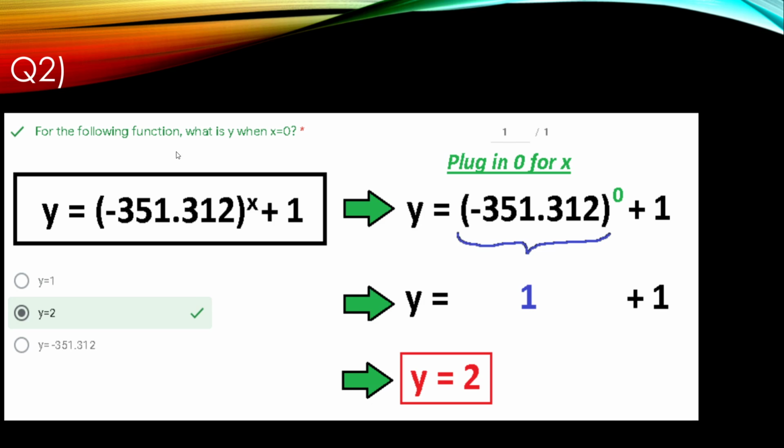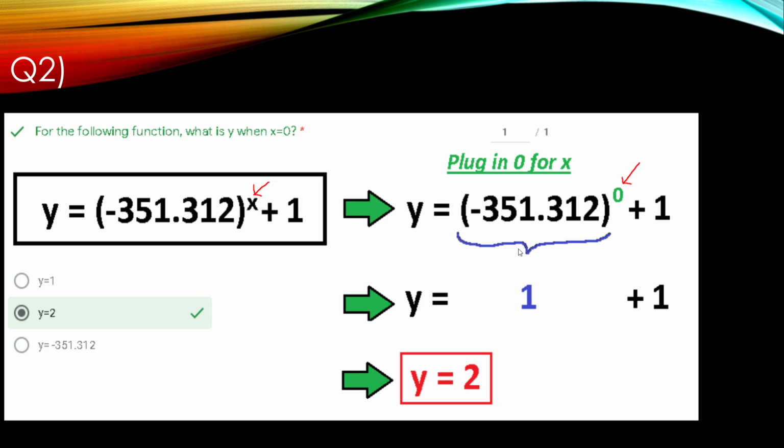Alright, this next question looks a lot harder than what it is. Whenever you see a question like this, you know I'm not trying to trick you guys too often. You should know that there is probably an easy way to do it. So if you just follow your steps, you can go ahead and find out what y is when x is 0. So to do that, plug in 0 for x. So we're going to plug in a 0 right there. That's how we get this here.